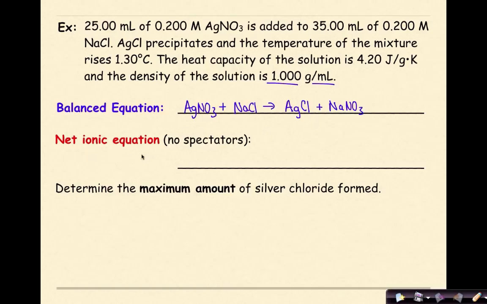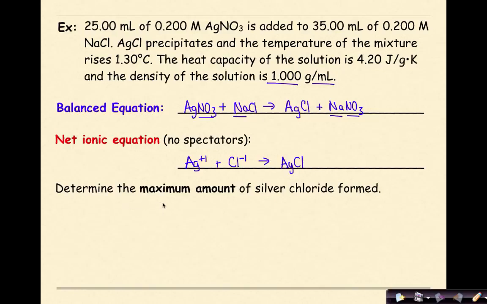So if we were to do the net ionic equation here with no spectators, we know that the sodium is going to be a spectator, and we also know that the nitrate polyatomic is also a very soluble polyatomic. So when we rewrite this, because this is already balanced, we're going to have Ag+ plus Cl- gives me AgCl solid. Determine the maximum amount of silver chloride formed. That sounds like a limiting reagent problem to me, and a good time to revisit how to do this.